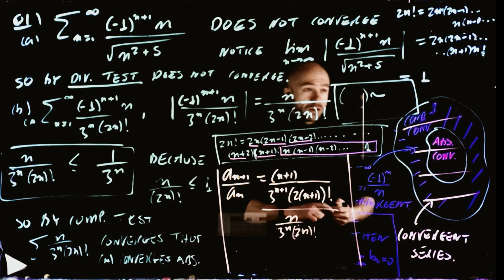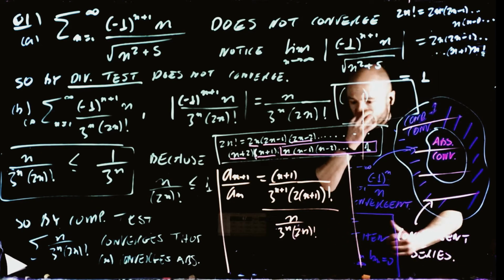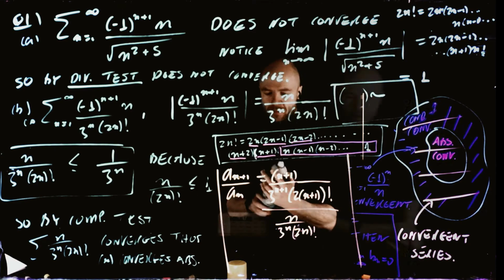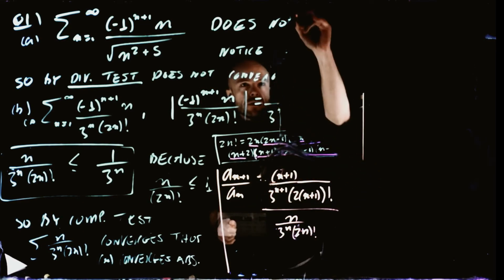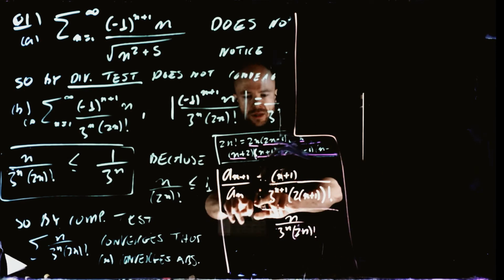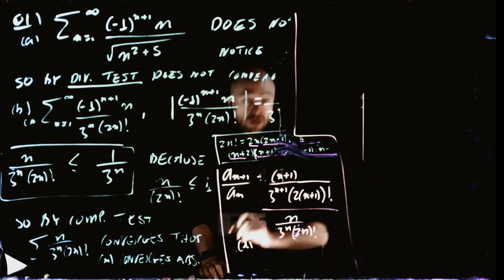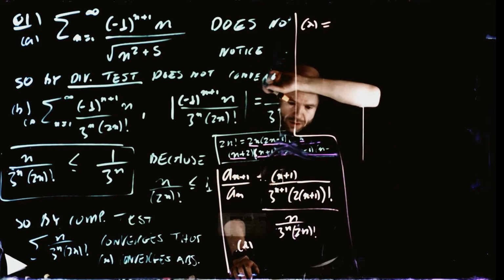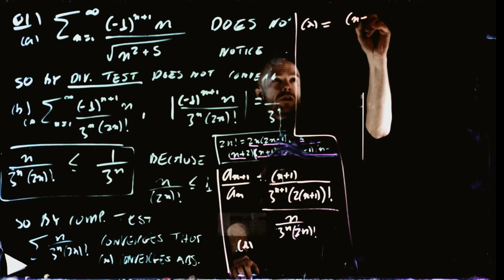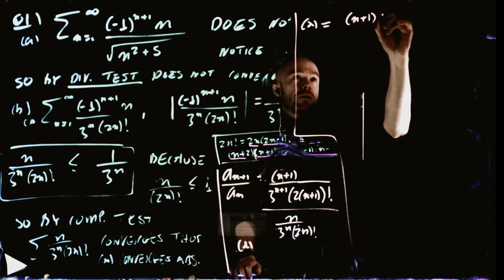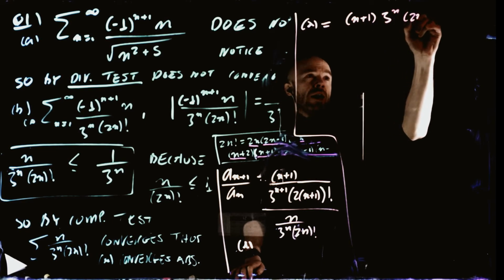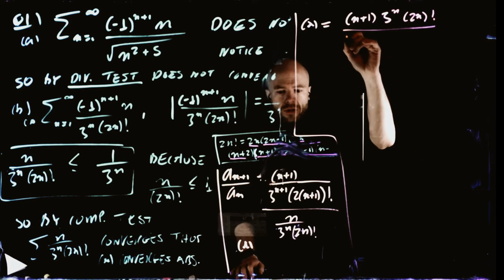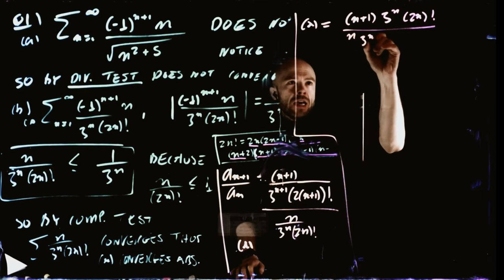I'm going to have to erase some more space. Okay, give me a second. Okay, so let's analyze this guy here. So this thing, let's call this thing star. Star is what? That is the same as having n plus 1, 3 to the n, 2n factorial, and on the bottom we're going to have n, 3 to the n plus 1.